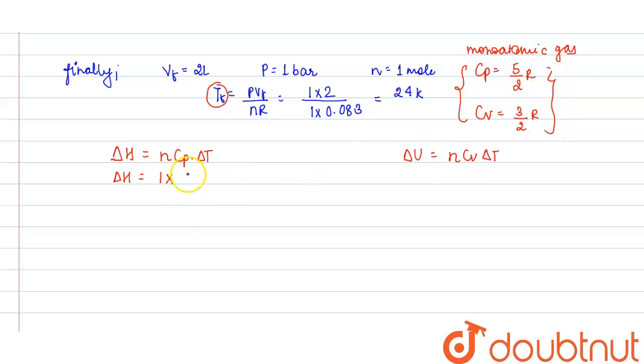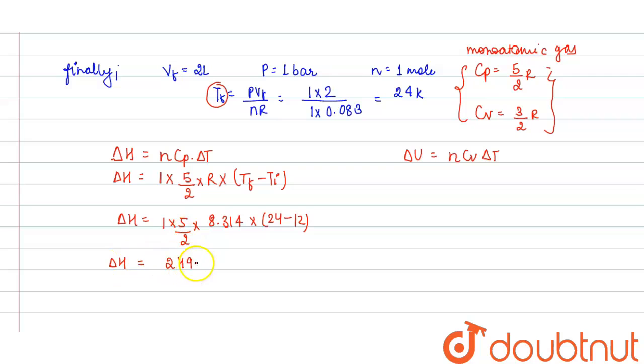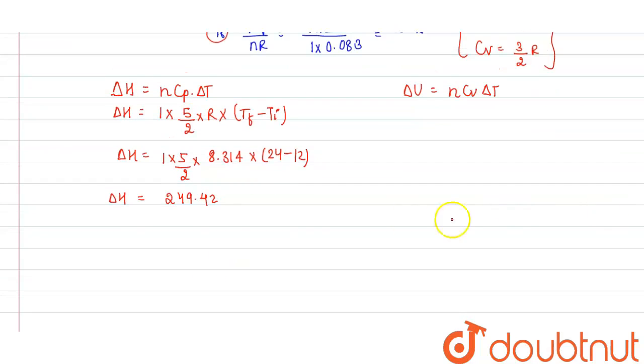So delta H will be equal to 5 by 2 R into delta T, the final temperature minus the initial temperature. Putting all the values, it is 5 by 2 times R, and here we will use 8.314 because we need to find our answer in joules. Final temperature is 24, initial was 12. By solving this, you will get delta H equal to 249.42. No option contains 249.42, so you can nearly write it as 250 joules.